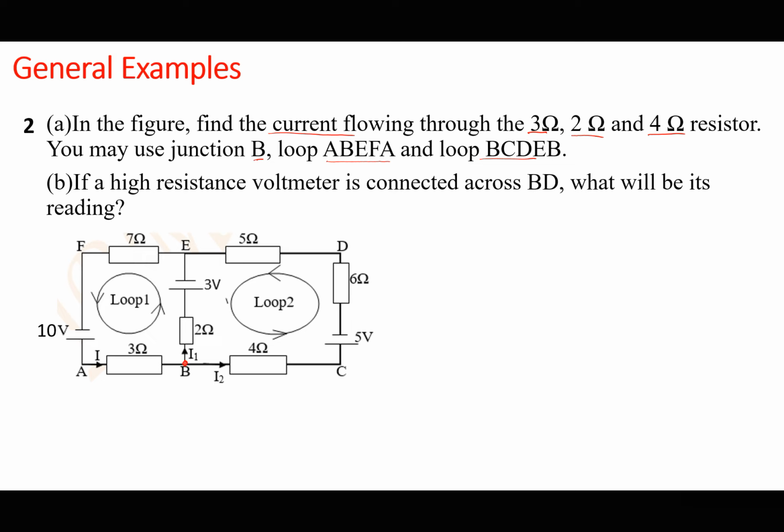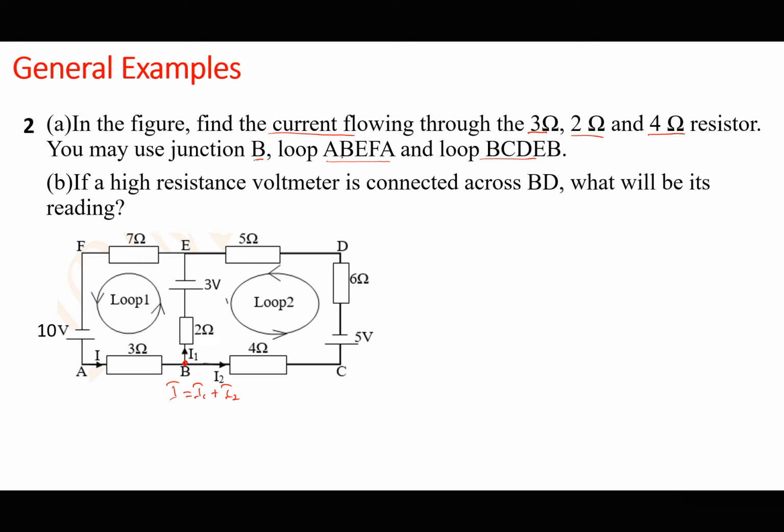So at junction B, I is entering the junction, I1 and I2 are leaving. So at junction B, I can predict that I equals I1 plus I2. That is in accordance with the first law. The sum of currents into a junction equals the sum of currents out of the junction.